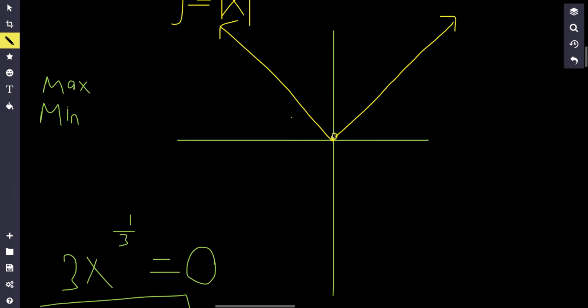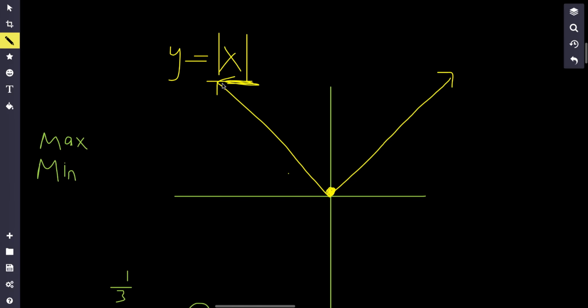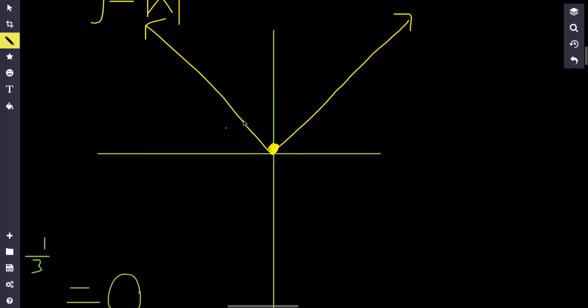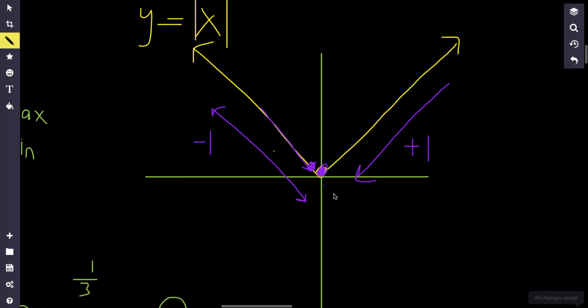At x is equal to 0, this function isn't differentiable. You cannot take the derivative of the absolute value function at x is equal to 0. The reason why is, as you approach 0 from the left-hand side, the slope of your tangent line is equal to -1. However, as you approach 0 from the right-hand side, the slope is +1. So at x is equal to 0, there's not going to be a derivative.